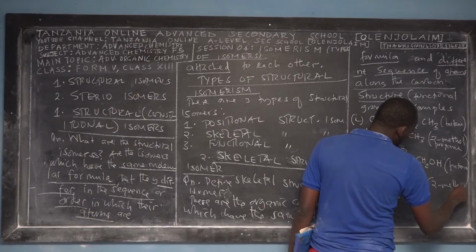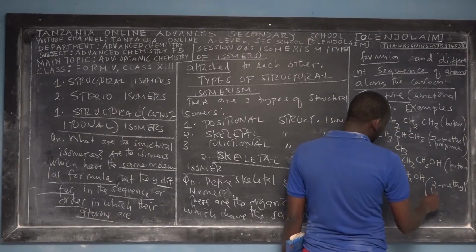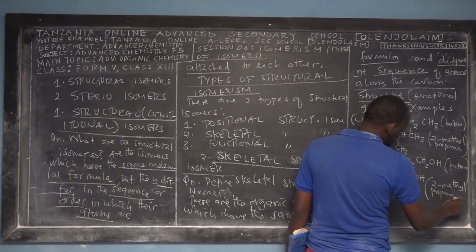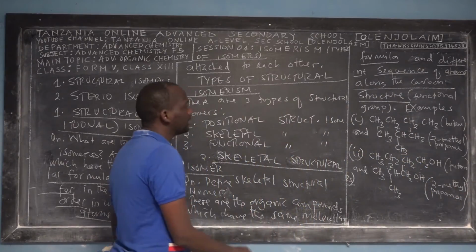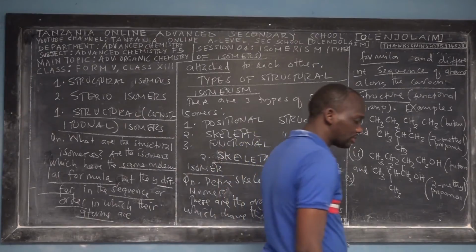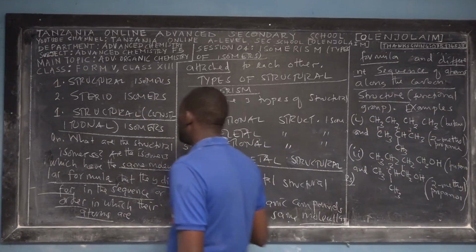2-methyl propanol. 2-methyl propanol. So those are the 2 examples of skeletal structural isomers.